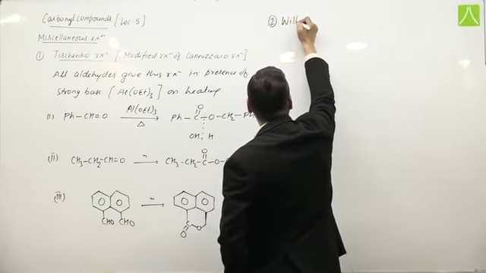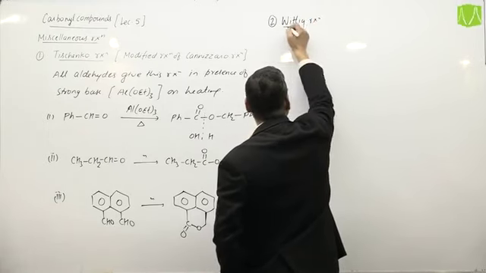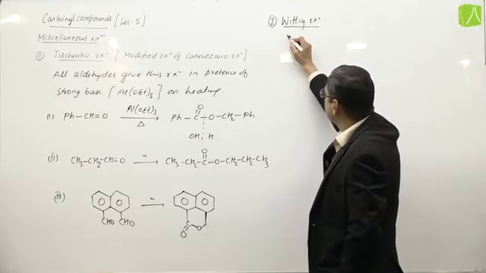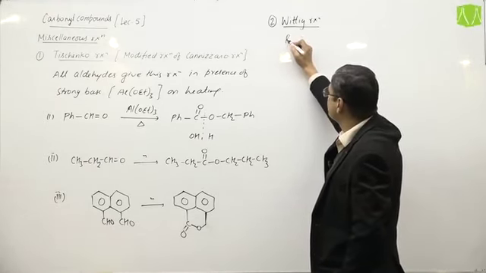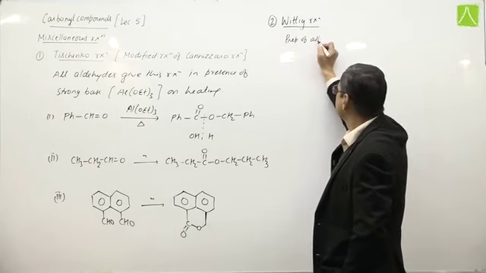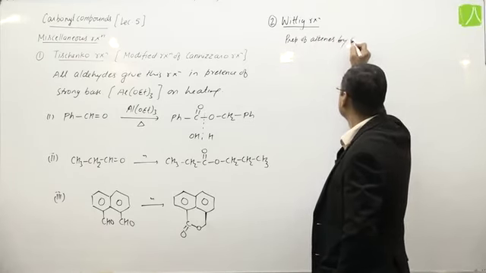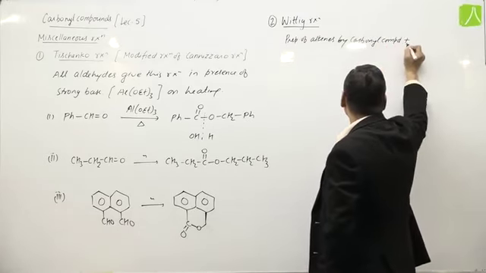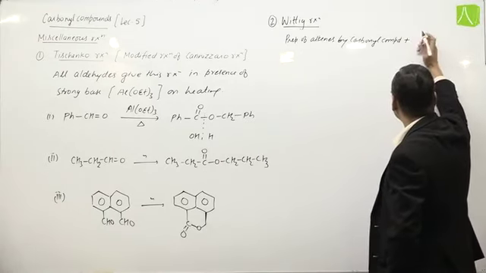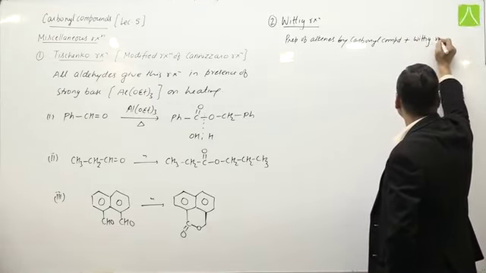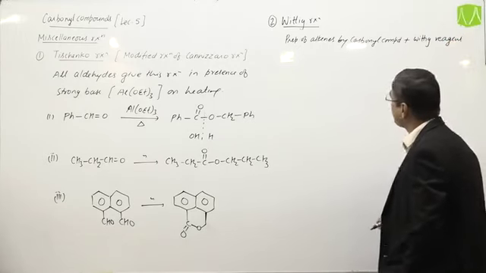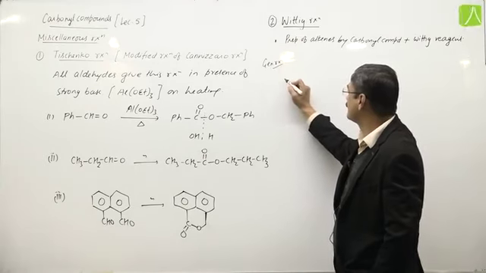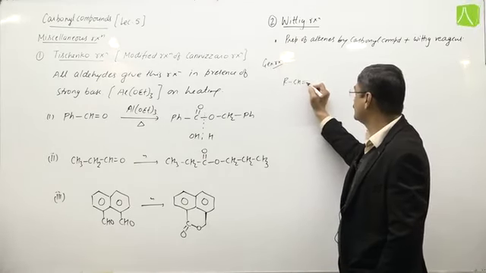Wittig reaction. In the Wittig reaction, alkenes are prepared. So it is a preparation of alkenes by carbonyl compound plus Wittig reagent. So the general reaction is like this. I take a carbonyl compound RCHO.